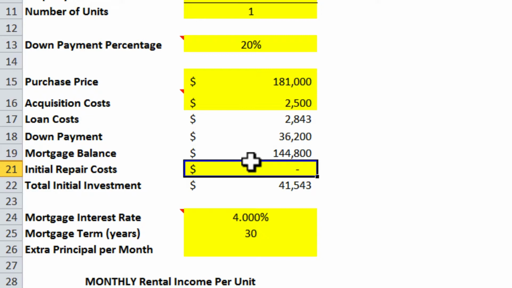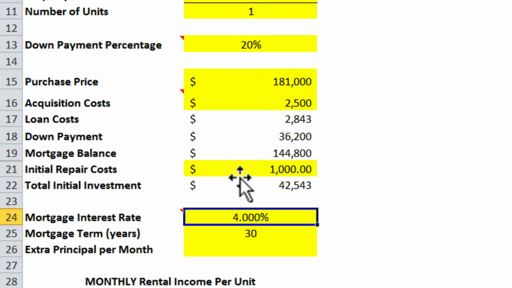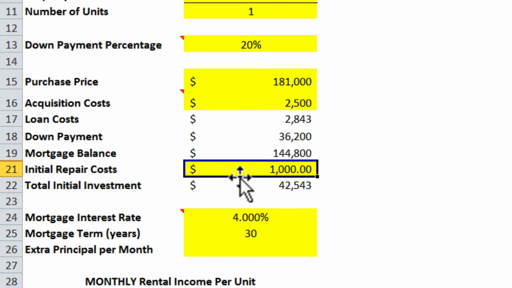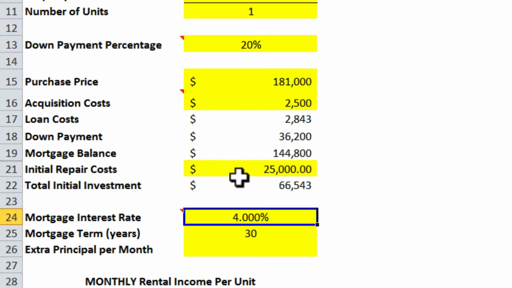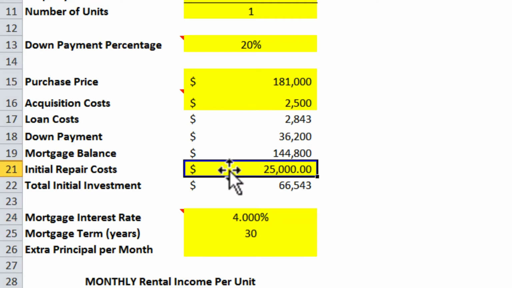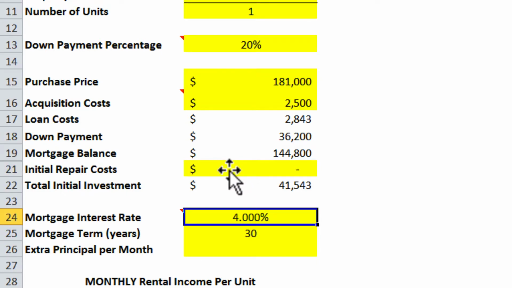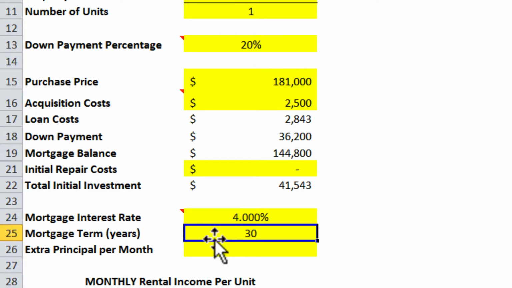Great. So if you have repairs, you can put in here if you need $1,000 for cleaning or tenant placement, or maybe you need a whole renovation at $25,000. You put that in there, and that's going to factor into your initial investment. But in this scenario, they didn't have any money they had to put in. Interest rate, this was an adjustable rate, so it's very low, 4%, and it was a 30-year term. You can also factor in if you want to pay extra principal, but for right now, we're going to leave that blank.